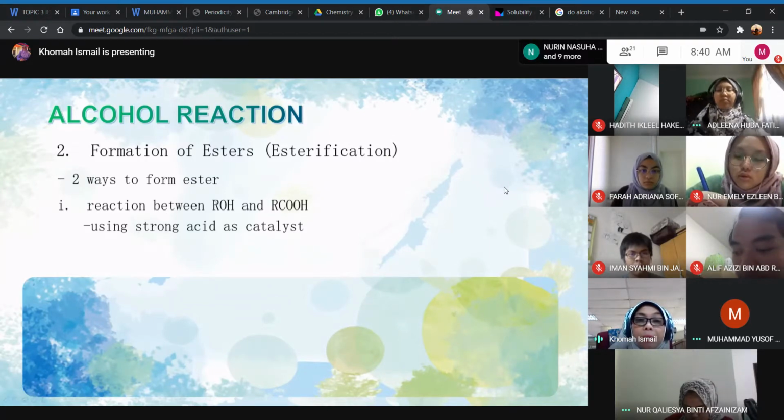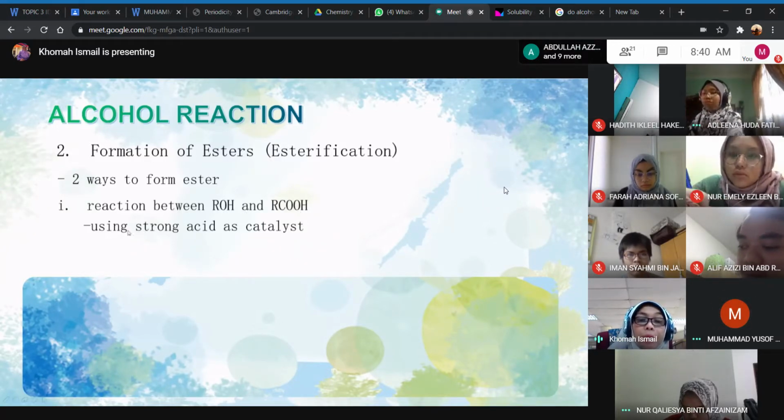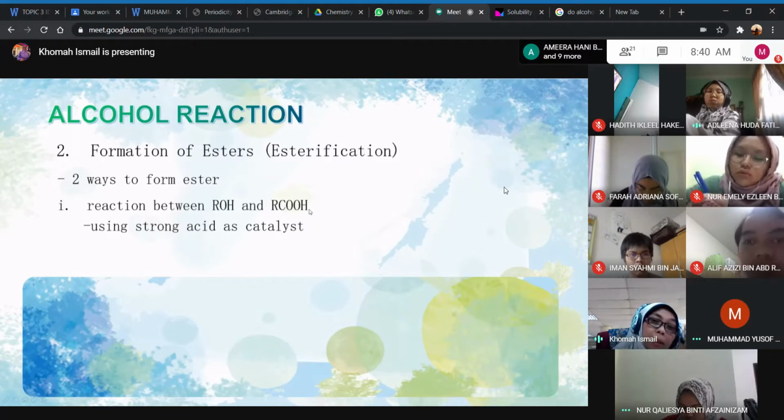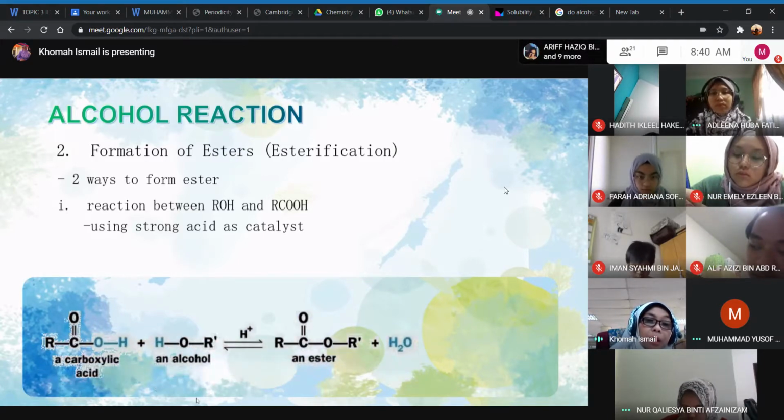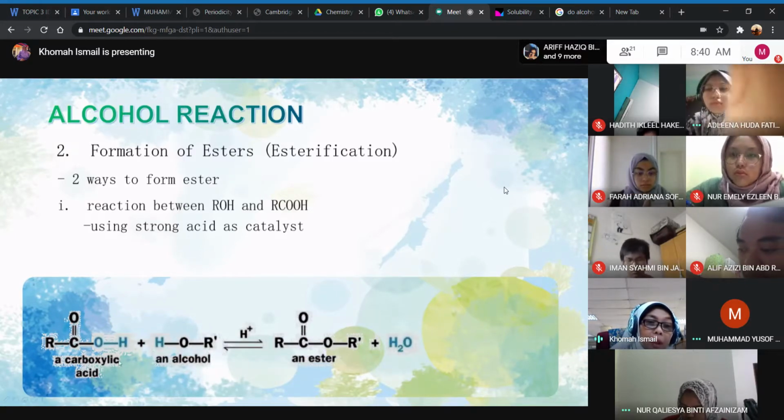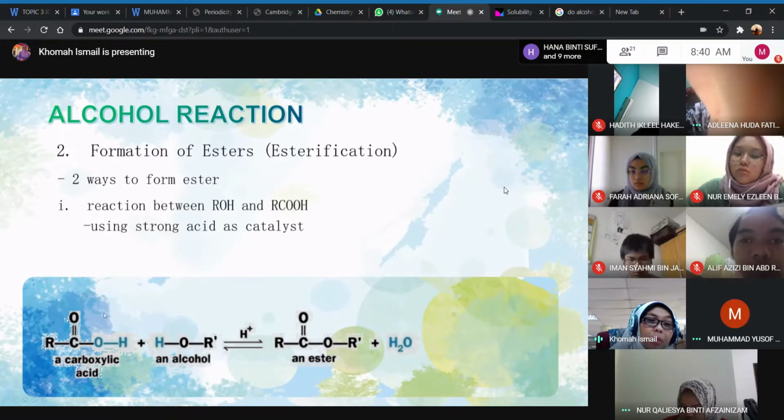But you have to remember, when you want to do this, you have to reflux, and you have to use a strong acid as a catalyst. If you just put these two together and expect ester to form, you will need a lot more time. So you need acid and heat to catalyze the reaction. In the general formula, this is your carboxylic acid, R.